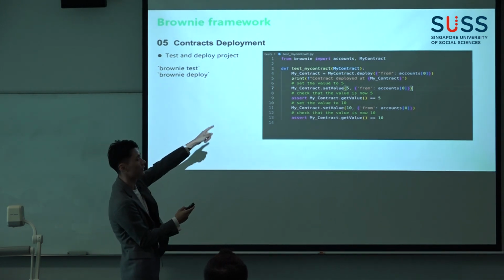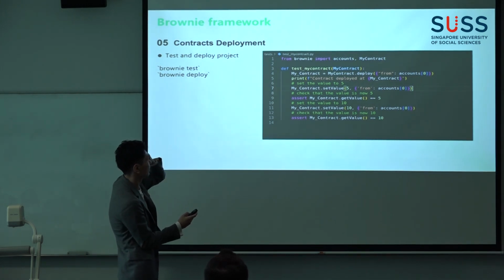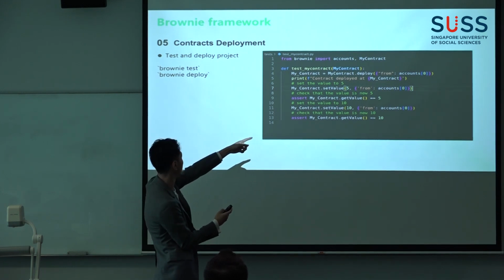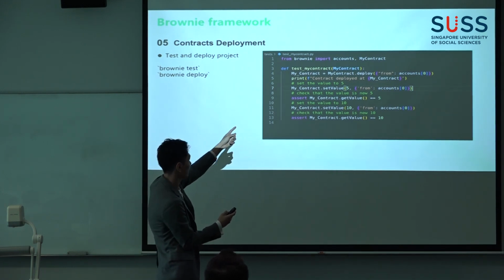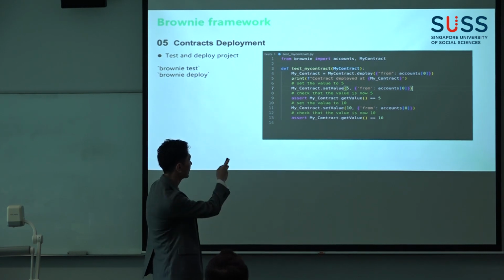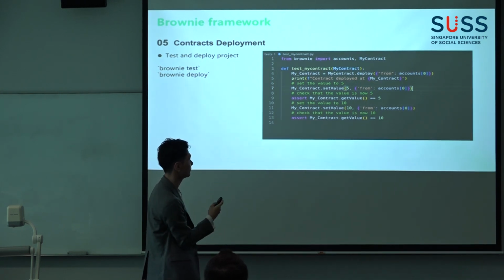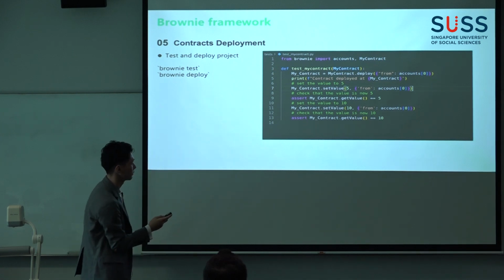As you can see, it's a Python script. And first I deploy it from this default account 0, and then I set the value to 5. And then I assert that the contract storage actually got changed. The value is now 5. And now I change it to 10, and I make sure the 10 actually happened. So let's just run this.